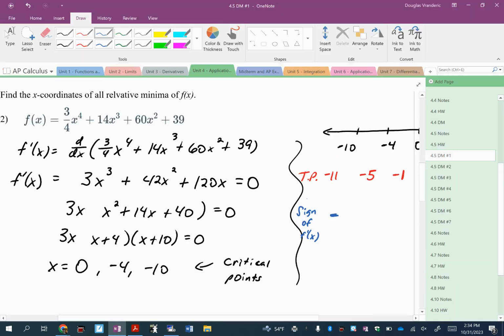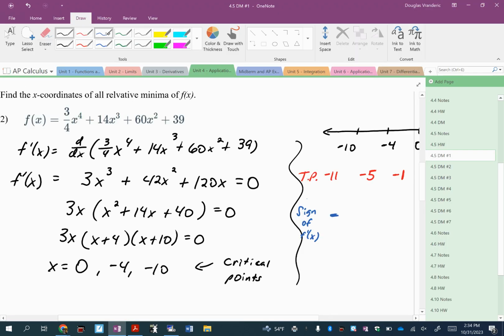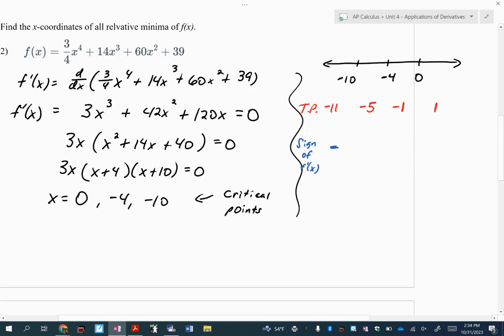I erased way too much. There we go. Okay. Do the next one. -5. -5 plus 4 is a negative. This will be a negative. -5 plus 10? Positive. So how many negatives? That's an even number, so this will be positive.